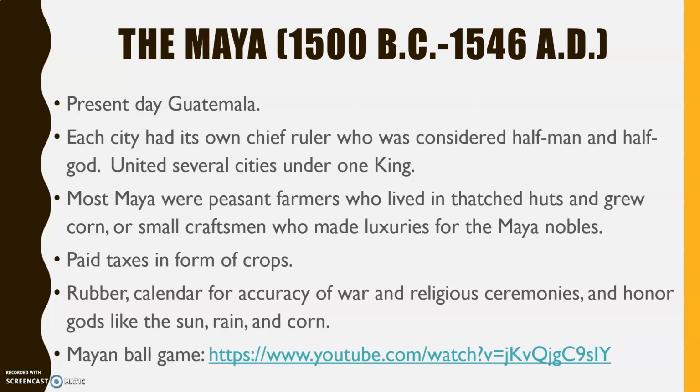Most Mayan workers or people were peasant farmers. So they lived in little huts and grew corn, or were small craftsmen that made little jewelry or tables and chairs and stuff like that for the people that were rich there. But in order for you to survive and to keep living in the Mayan controlled area, you had to pay taxes in the form of crops. So if you were a corn farmer, you would pay a tax and you would give corn. If you were whatever other farmer, then you would pay taxes in that.